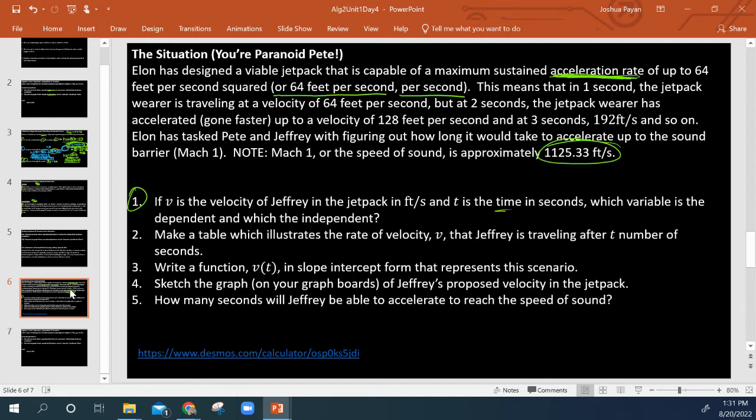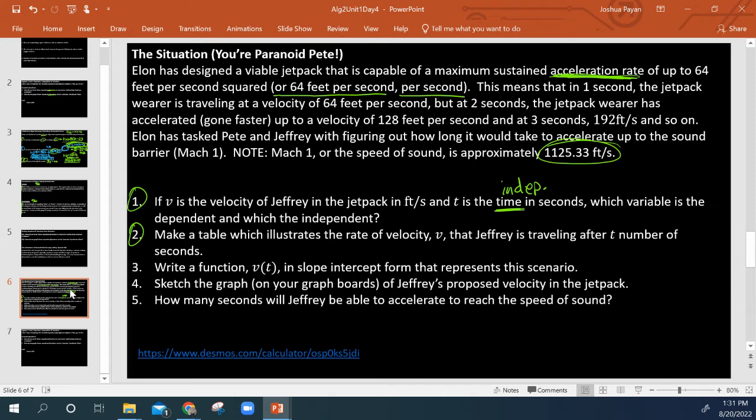Well, like I always tell y'all, time is always independent. Time doesn't depend on anything unless you start getting into relativity, and then time can inadvertently depend on mass or energy, and that's a whole other topic. Going off on a tangent here. Okay, so on to number two.